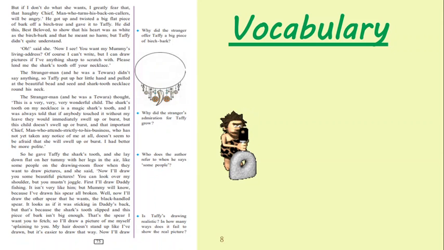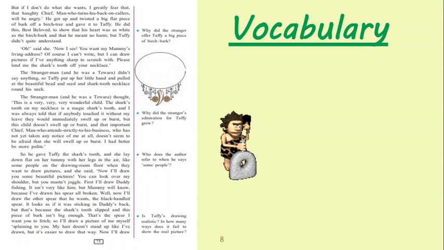The stranger man, and he was a Tivara, thought, "This is a very, very, very wonderful child. The shark's tooth on my necklace is a magic shark's tooth, and I was always told that if anybody touched it without my leave, they would immediately swell up or burst. But this child doesn't swell up or burst, and that important chief, man who attends strictly to his business, who has not yet taken any notice of me at all, doesn't seem to be afraid that she will swell up or burst. I had better be more polite."